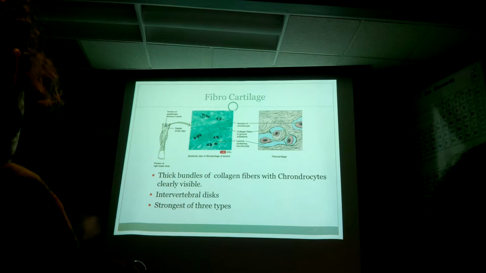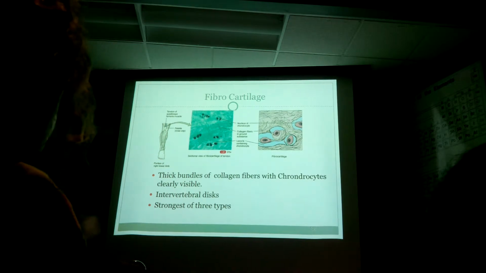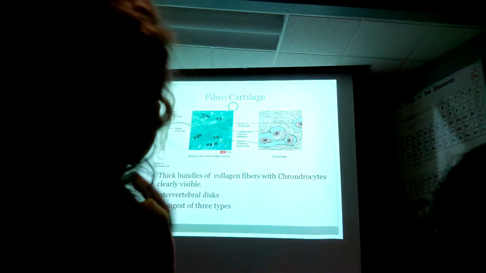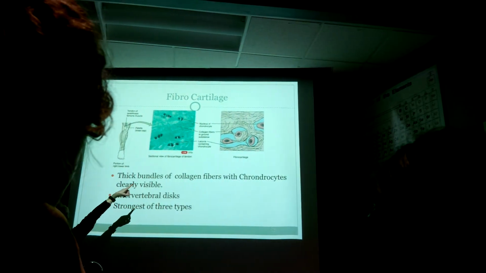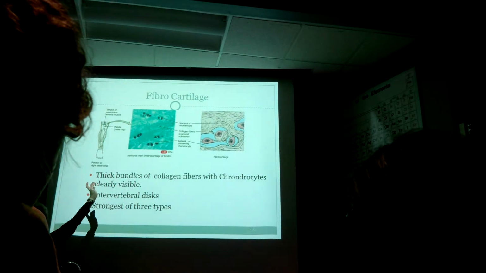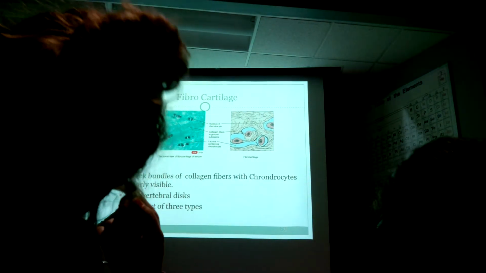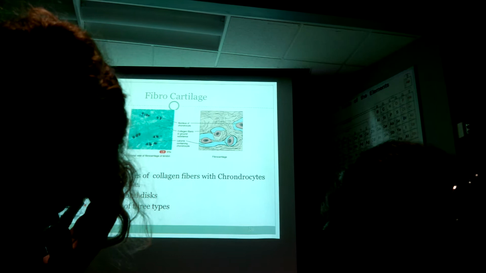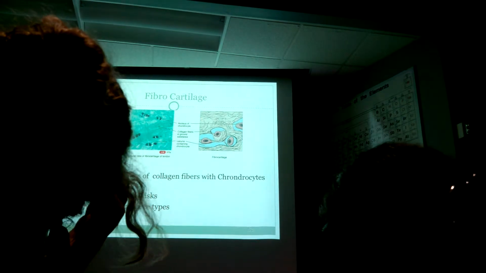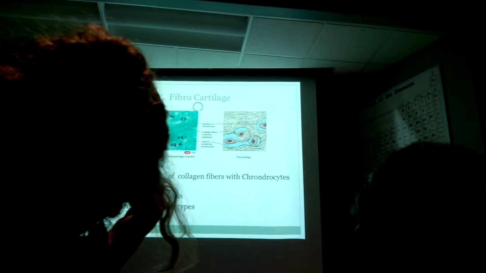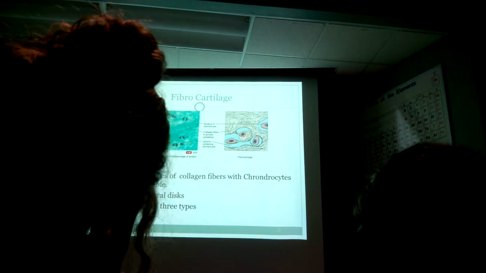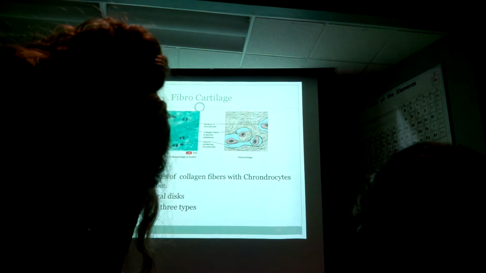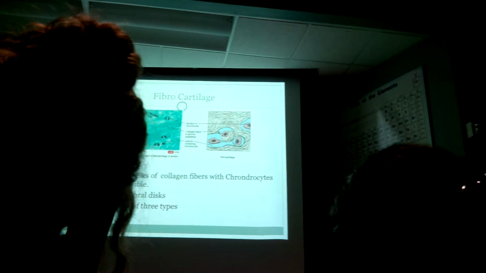So then we have this fibrocartilage, thick bundles. Chondrocytes are clearly visible again. You can see them here in the lacunae. You see how those chondrocytes are still in the lacunae, just like the hyaline. Only now they're also surrounded by a lot of fiber. Intervertebral discs, pubic symphysis, the symphysis here in the clavicle, and it's the strongest type of cartilage.